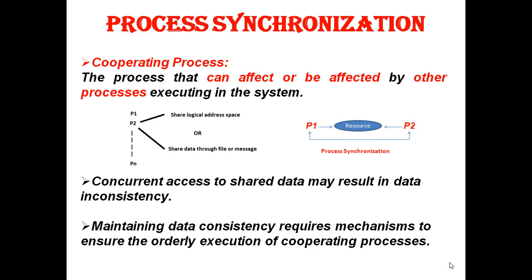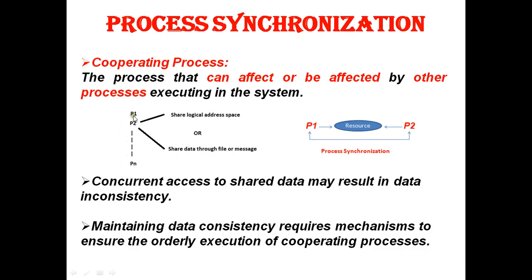Process synchronization. As we have already studied the types of processes, there are two types: one is the cooperating process, and the other is the non-cooperating process. Cooperating processes are those that can affect or be affected by other processes executing in the system. For example, consider n processes, P1, P2 up to Pn. If all these processes share a logical address space or share common data through file or message, then all these processes are said to be cooperating processes.